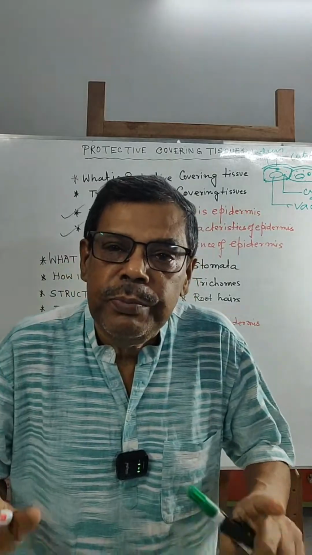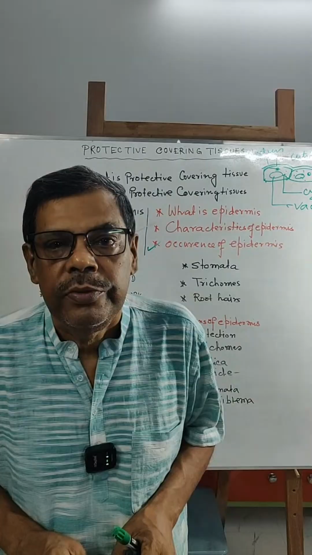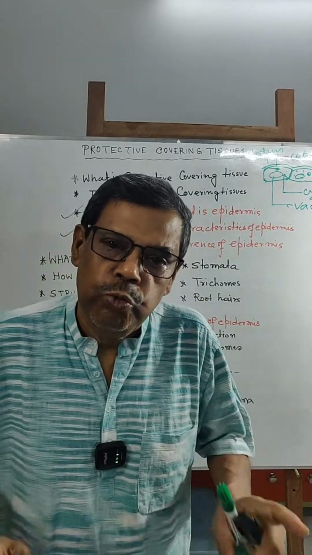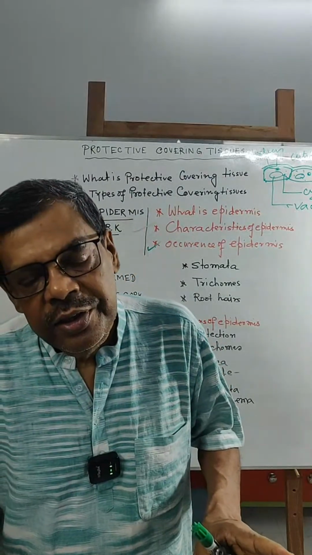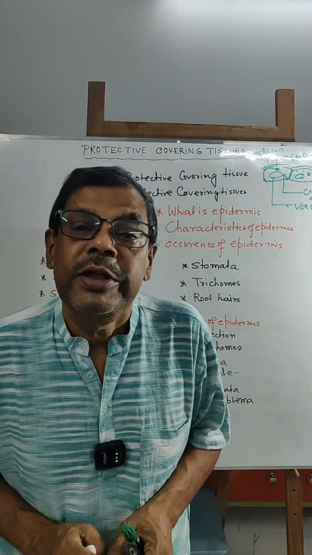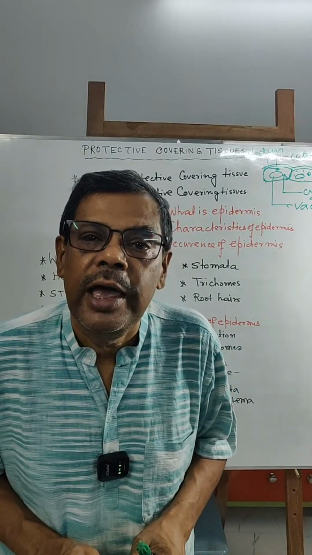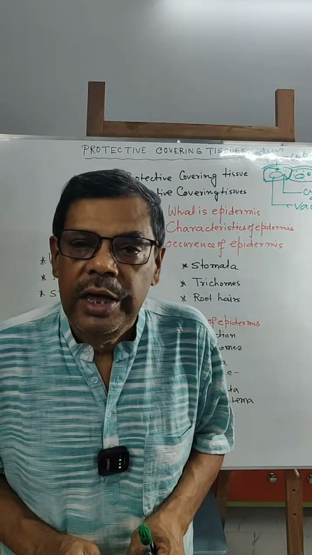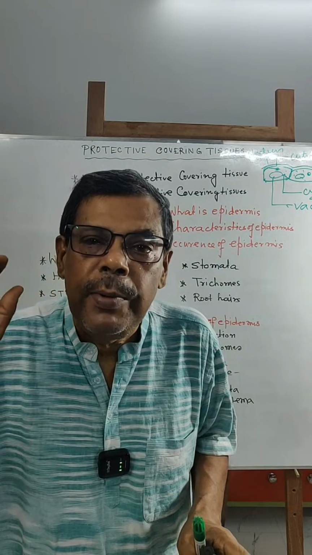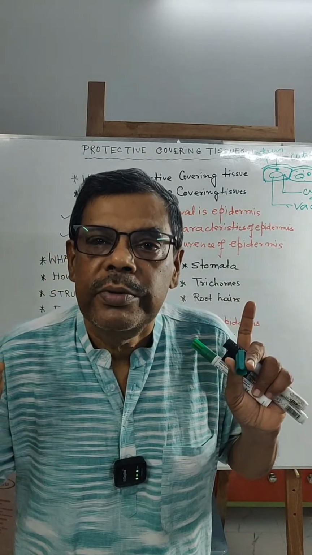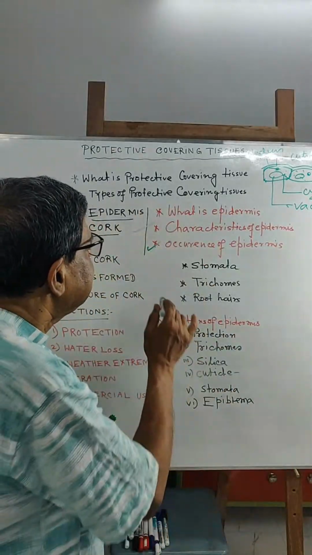Next, the occurrence of epidermis. Epidermis is present in stems, leaves and roots. As I have said, in the case of a stem it is called epidermis, in the case of root it is called epiblemma, and in the case of leaves it is called upper epidermis and lower epidermis. These are the occurrences of epidermal cells.